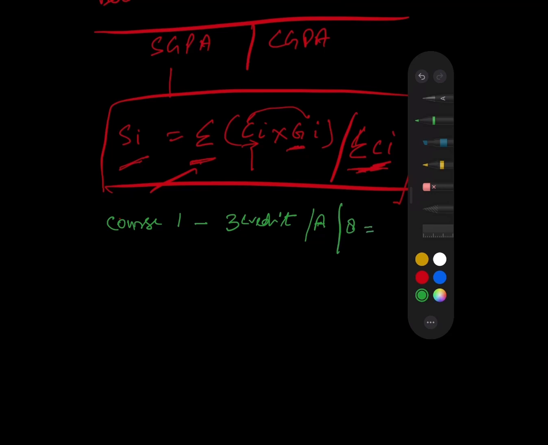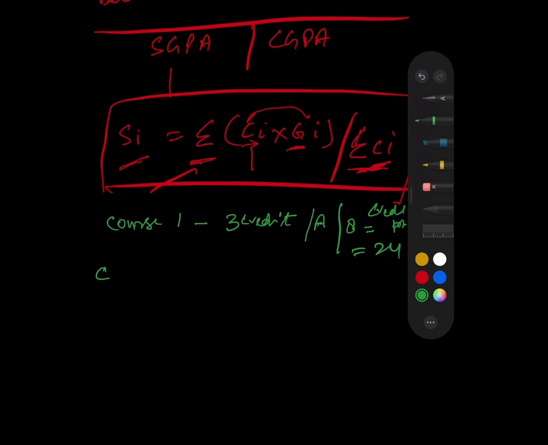What will be the credit point? Credit point means the product of credit into grade point, that is 8 into 3 equals 24. 3 credits means the number of credits opted by you, and then the grade point. I have already explained credit points. Credit points will be 24.